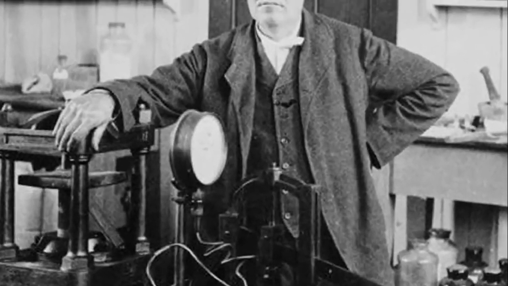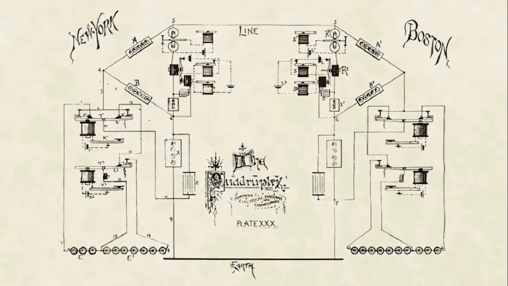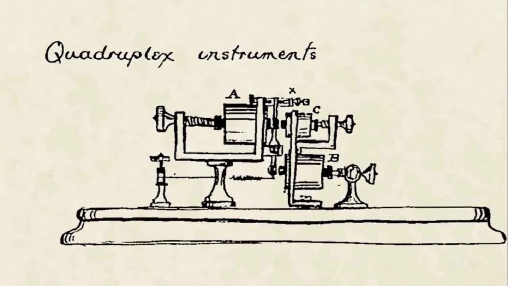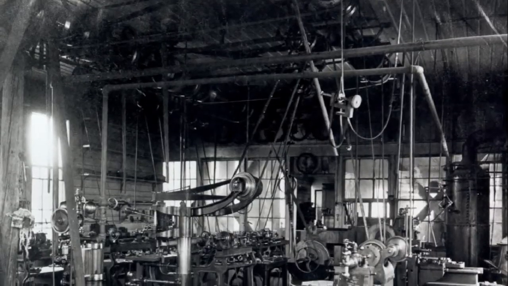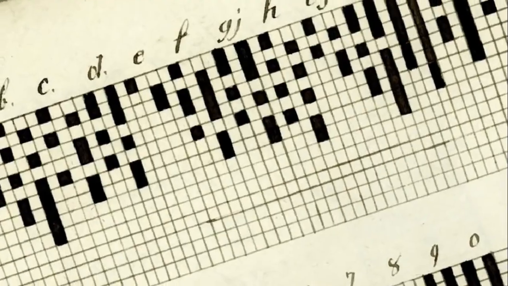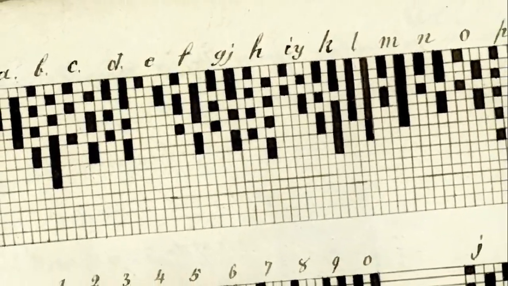Thomas Edison's universal stock ticker and his quadruplex telegraph, enabling 4 messages to be sent on a single wire, incorporated the new technology. Edison's successes with these inventions provided him the means to build his renowned Menlo Park research facility. And it all started with the dots and dashes of the electric telegraph.